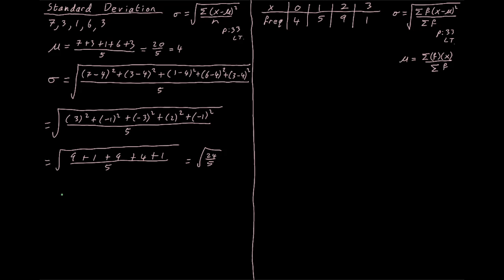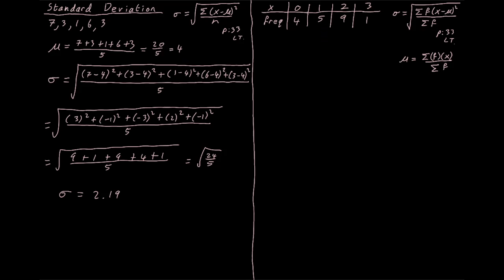Which ends up being our standard deviation for our data set: 2.19. Again, it is not mathematically exactly what this is, but we can think of this as the average deviation, the average distance or difference between each one of our members of our data set and the mean of 4. It is not mathematically exactly that, but it is a good way to think about what it would mean.